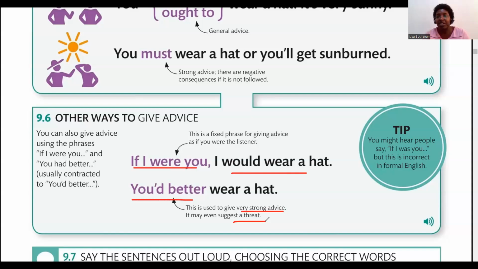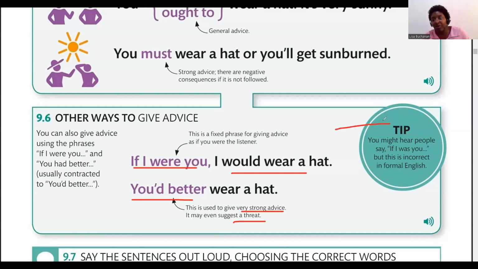We can threaten children. Sometimes we threaten children, maybe, if you don't finish your vegetables, no ice cream for you. But you might make it this way. We could say, you'd better finish your vegetables or no ice cream for you. So we're threatening. You'd better follow this, otherwise there are negative consequences.